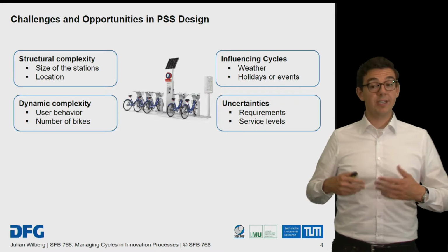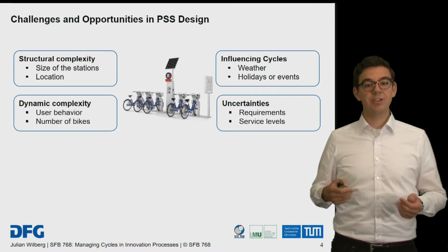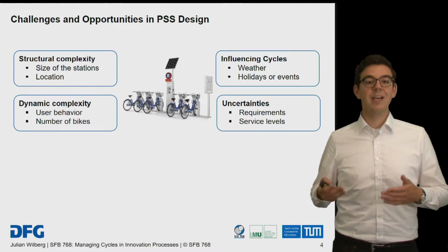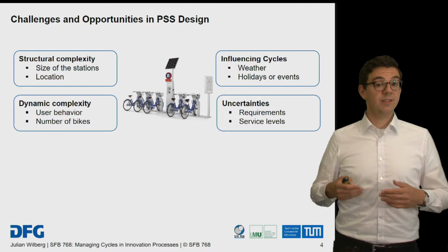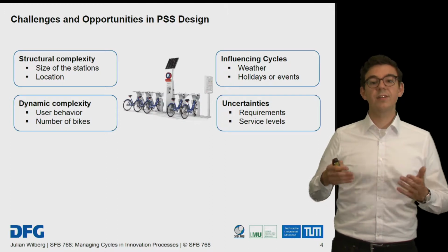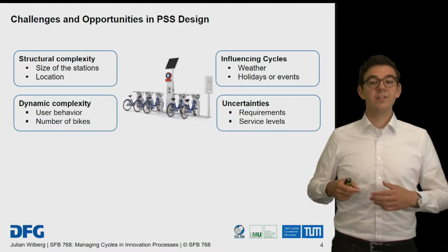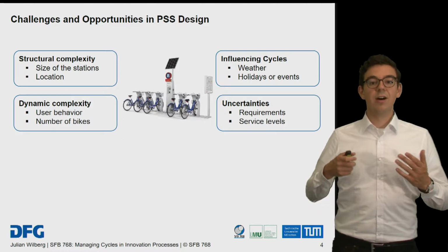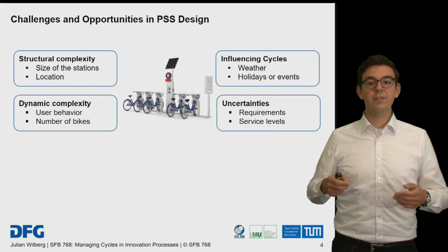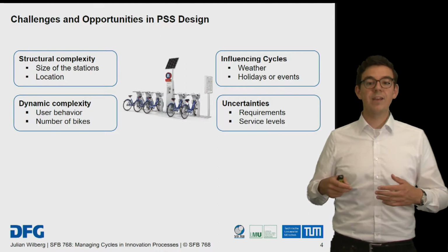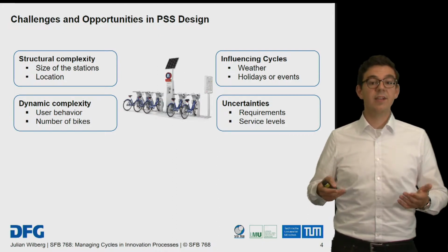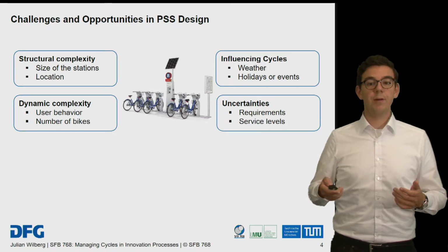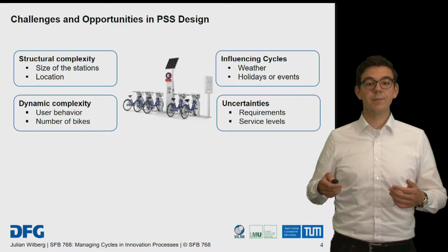Now, let's look at our example again. Running a bike sharing system leads to various challenges for planners, engineers, and designers. Bike sharing systems in larger cities consist of a number of stations with different sizes based on demand. The cyclic nature of different influence factors leads to a complex dynamic behavior of the bike sharing system that is not always predictable. This should just be an overview of the possible changes in PSS design.